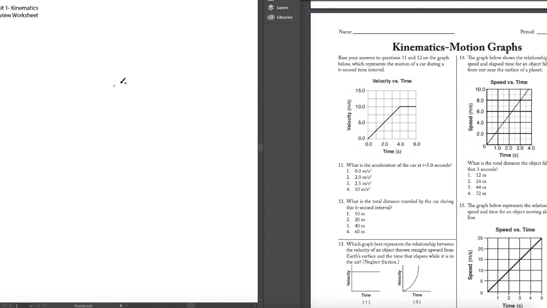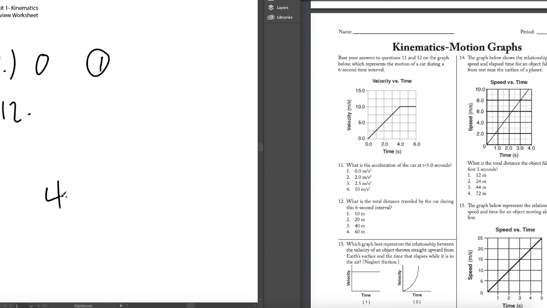Okay, based on your answers to questions 11 and 12, on the graph below, which represents the motion of a car during the 6-second interval. What? Is that a question in itself? Oh, I read that wrong. My bad. Anyway, acceleration of the car at t equals 5.0 seconds. 0, 12, so it's 1.